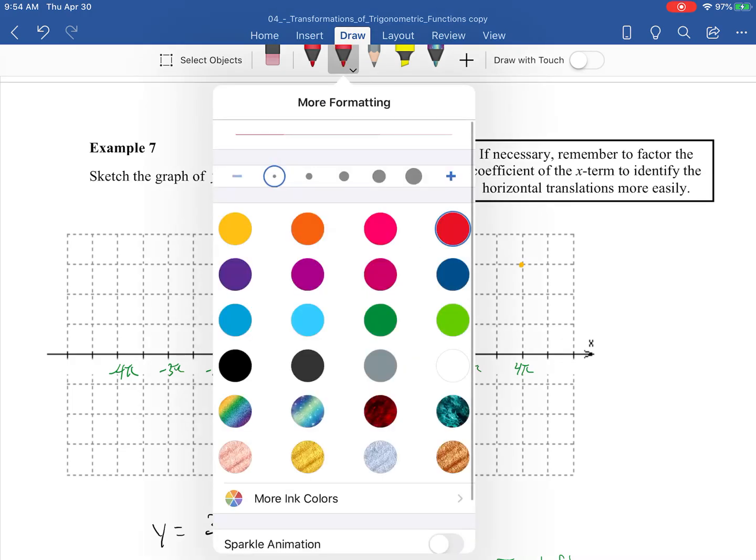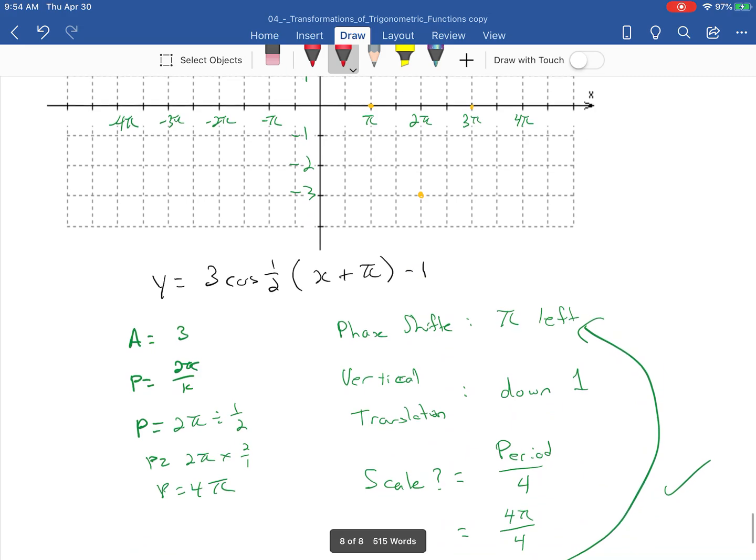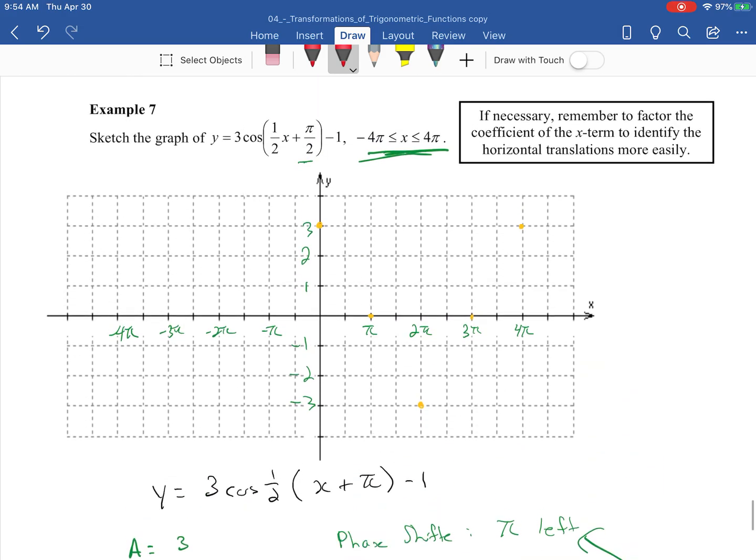Perfect, one whole cycle. But these points need to be moved, and now I'm going to switch to my crazy red. Each of those points needs to be moved pi left and down 1. Pi left is exactly 2 squares, so pi left and down 1. There's that first point there. Pi left and down 1. Ooh, that almost didn't fit on my graph there. Pi left and down 1.